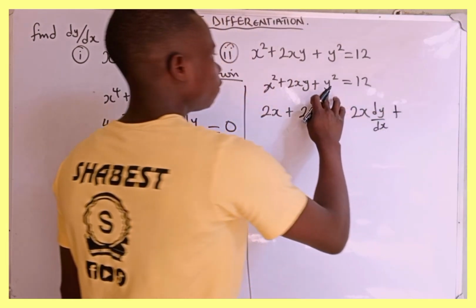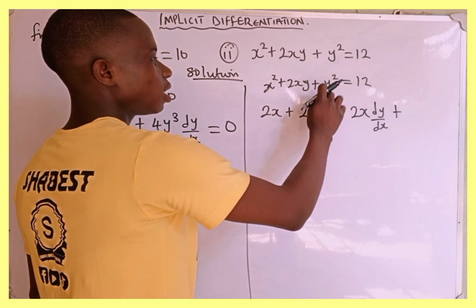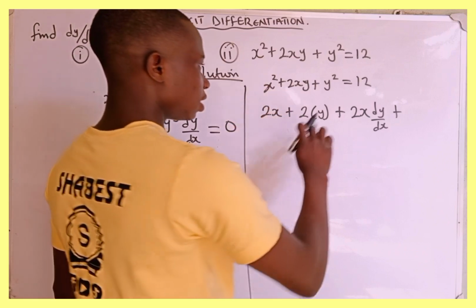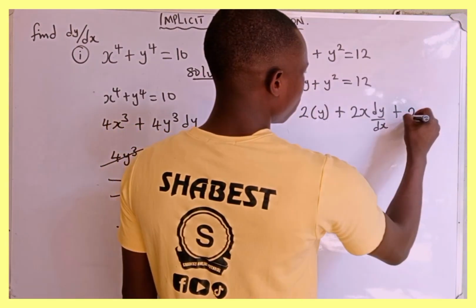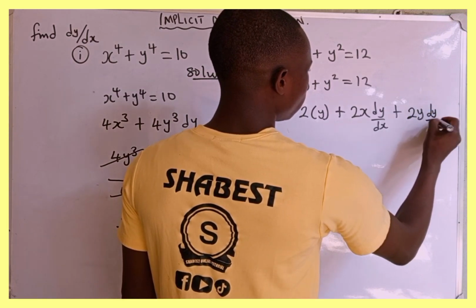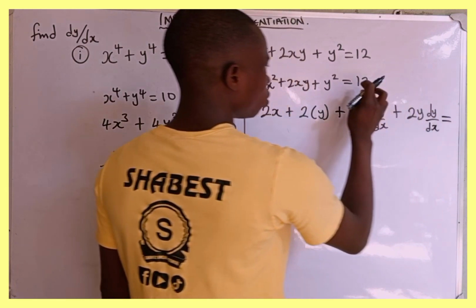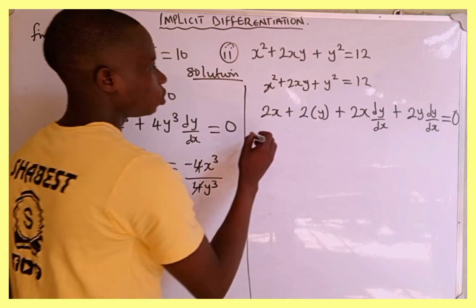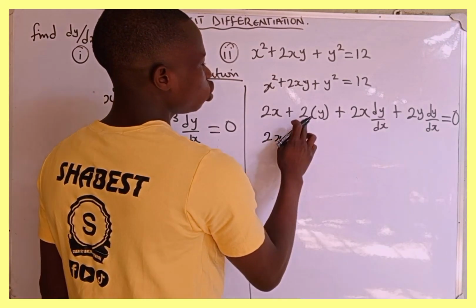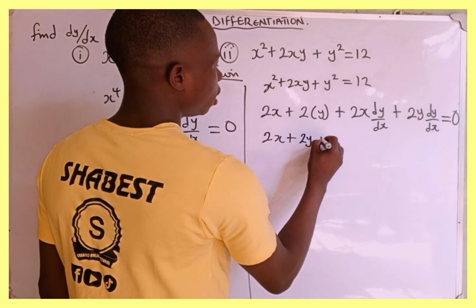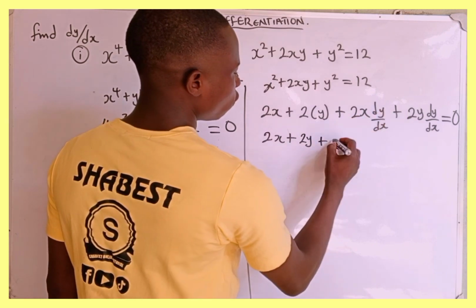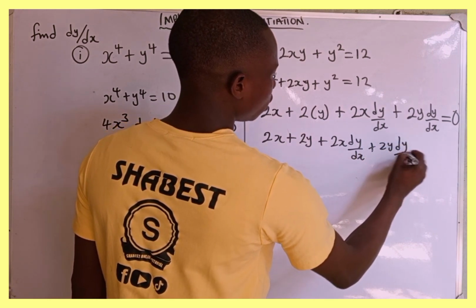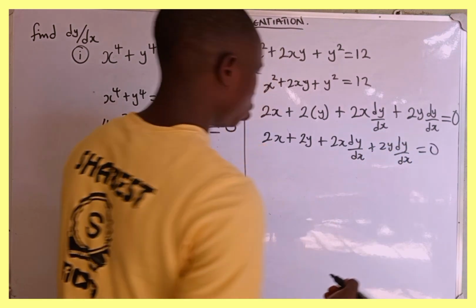Then plus the derivative of y to the power of 2. Remember, there's no x here. We are going to differentiate with respect to y, but remember to multiply by dy over dx. So the derivative of y squared is 2y, then we multiply by dy over dx, which is equal to the derivative of a constant, which is 0. Now I'm going to have 2x plus 2 multiplied by y, which gives us 2y, then plus 2x dy over dx, then plus 2y dy over dx, which is equal to 0.